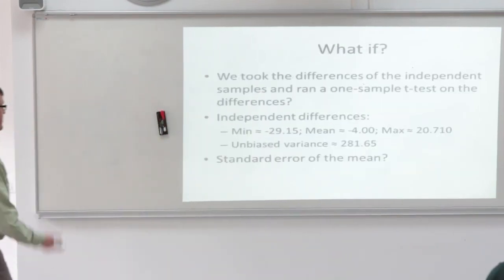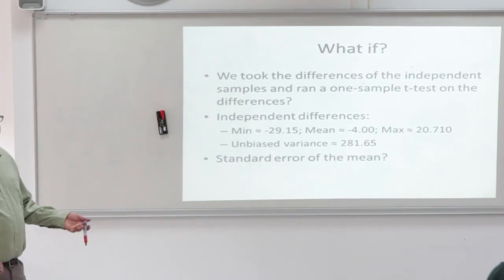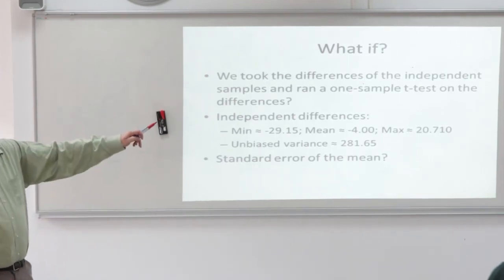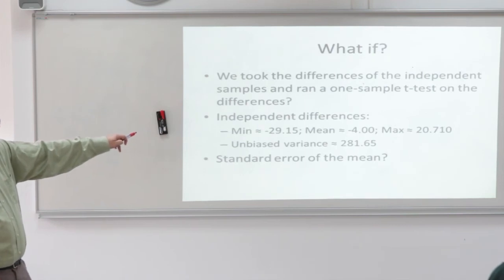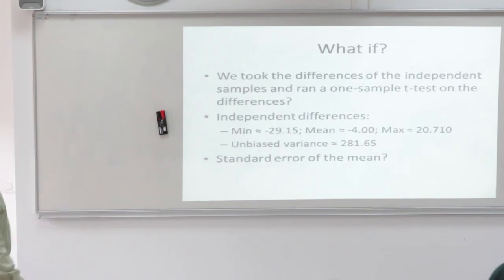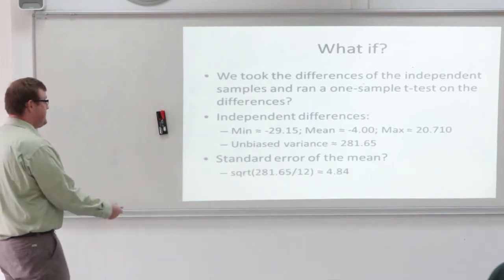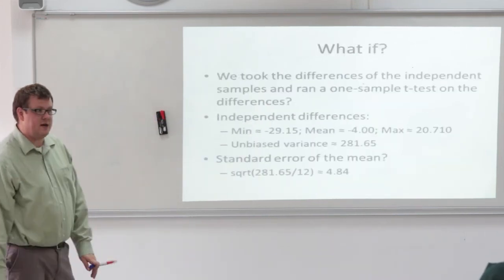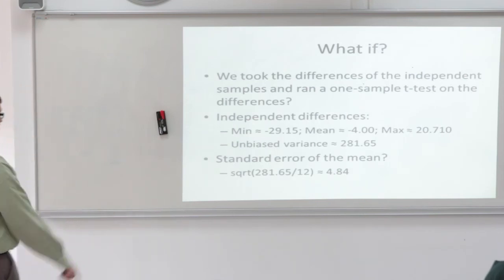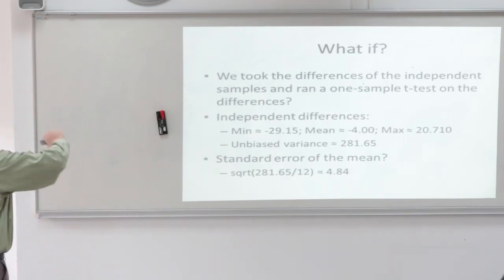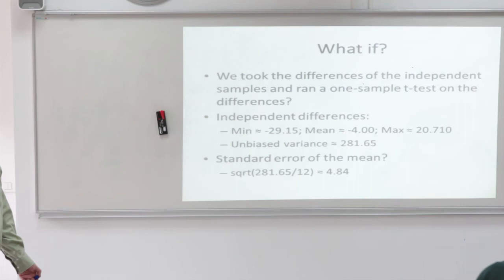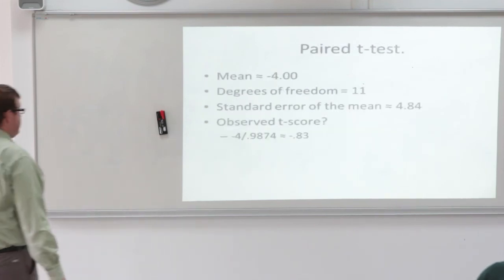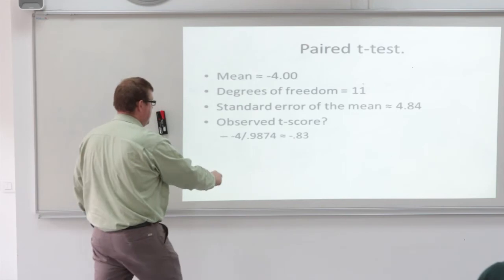which explains why we have a higher variance. All right, so the standard error of the mean is just the square root of 281.65 divided by n plus 281.65 divided by n, which is 12. Still dealing with the same sample size. So before it was like 0.9874. Now it's much bigger, 4.84. So we had the mean before, which is the same as it is now, -4 divided by 4.84. This is going to be less than 1, right? So our observed t-score, -4 divided, sorry.